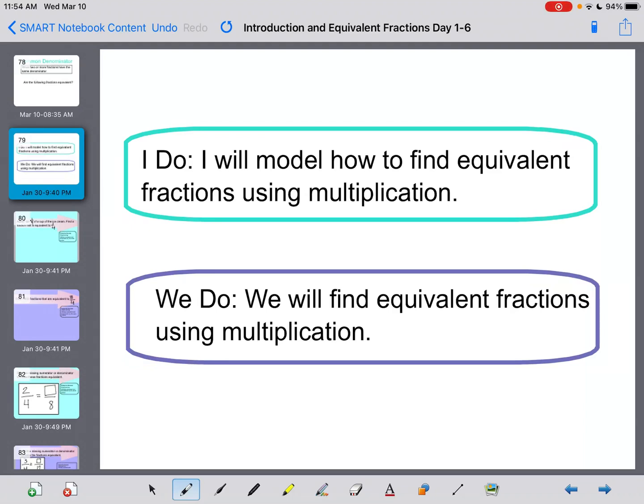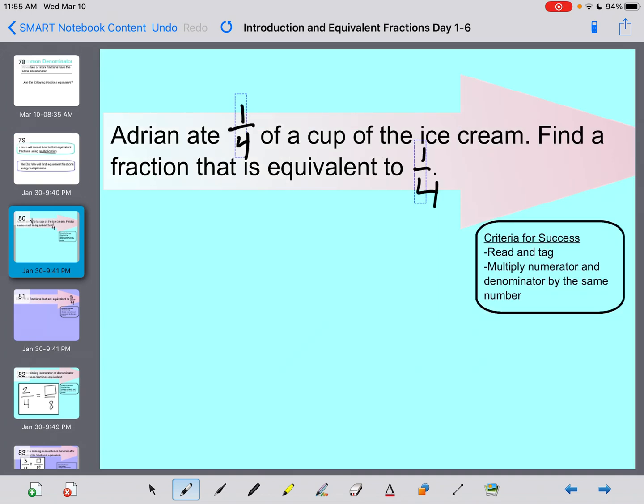Okay, hi everyone. Our third strategy we've learned to find equivalent fractions is using multiplication. So I'm going to do a couple of example problems showing this strategy. Okay, this problem says Adrian ate 1/4 of a cup of the ice cream. Find a fraction that is equivalent to 1/4.